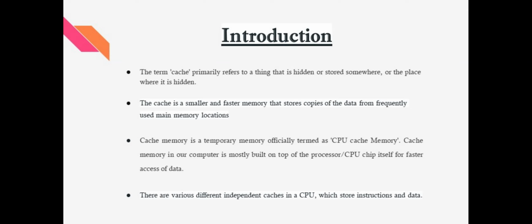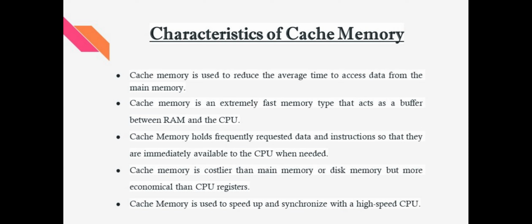There are various independent caches in a CPU which store instructions and data. Characteristics of cache memory: Cache memory is used to reduce the average time to access data from the main memory. Cache memory is an extremely fast memory type that acts as a buffer between the RAM and the CPU. It also holds frequently requested data and instructions so that they are immediately available to the CPU when needed. Cache memory is costlier than main memory or disk memory, but it is more economical than CPU registers. It is also used to speed up and synchronize with a high-speed CPU.